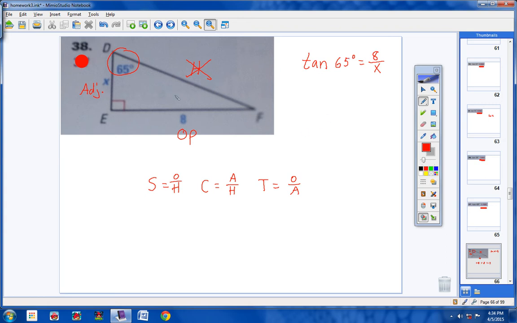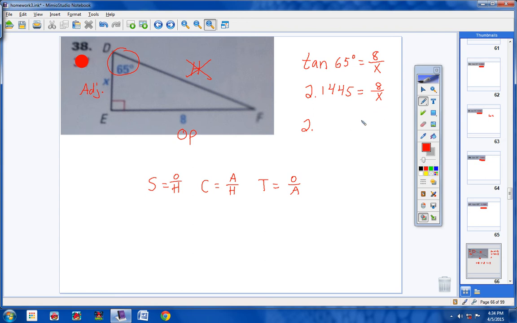There we go. Tangent of 65 is nothing more than a number. So type in tangent of 65 and you'll get 2.1445 equals 8 over x. Now, whatever your denominator is, multiply both sides by that number or by that letter. The bottom of the fraction is x, so I'm going to multiply both sides by x.